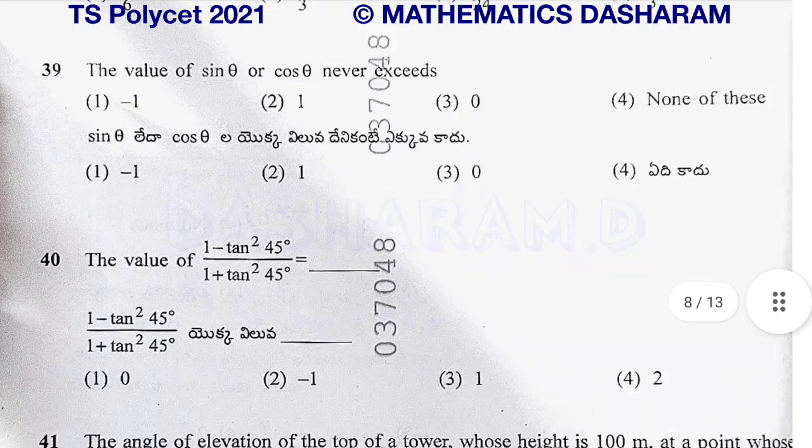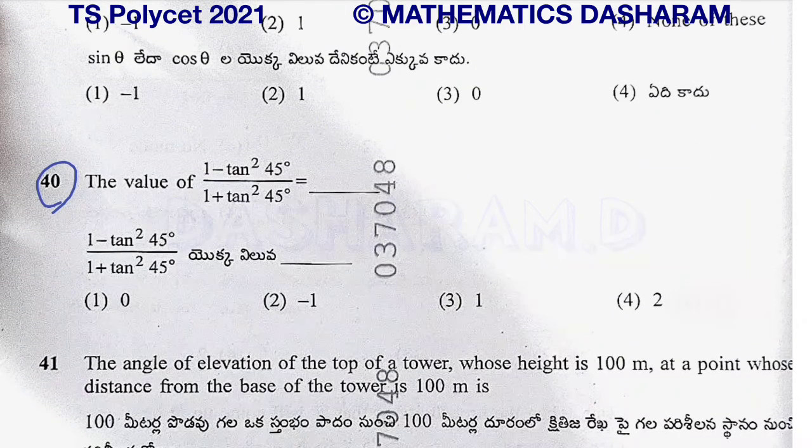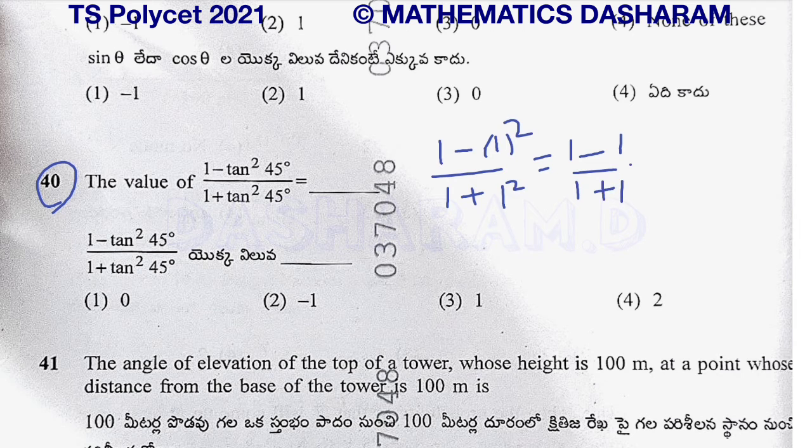Next, question number 40. The value of 1 minus tan square 45 divided by 1 plus tan square 45. So 1 minus tan 45 whole square, tan 45 is 1, so 1 minus 1 square, 1 plus 1 square. 1 minus 1 is 0 by 2, it is equal to 0. So option 1 is correct.